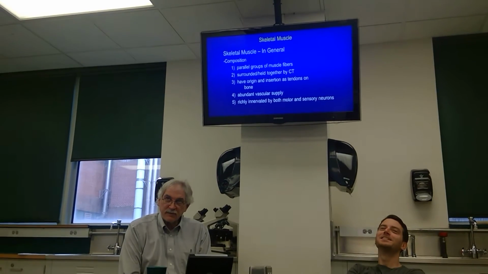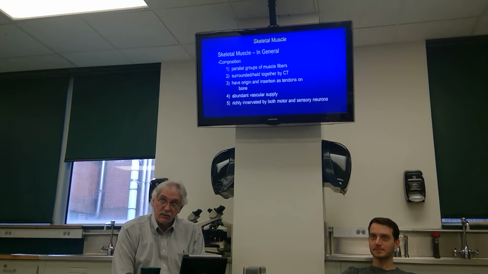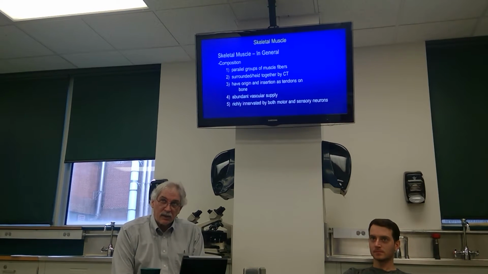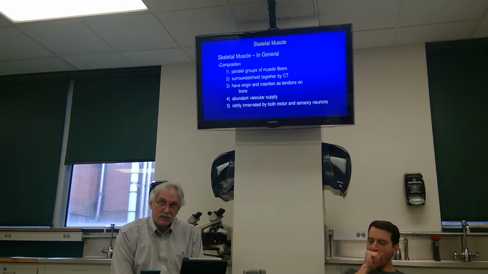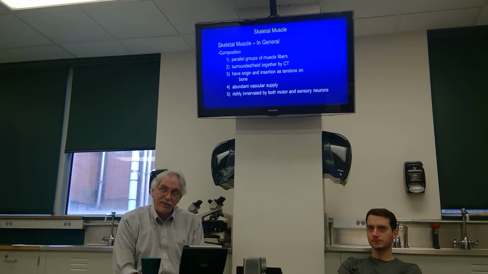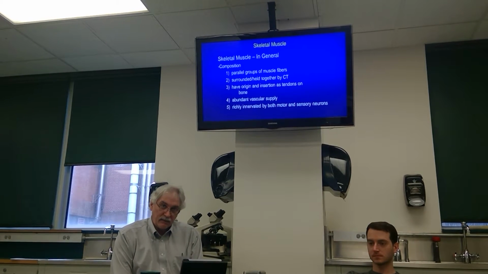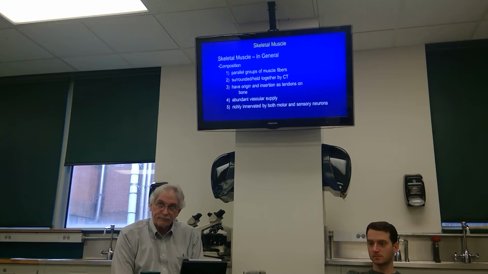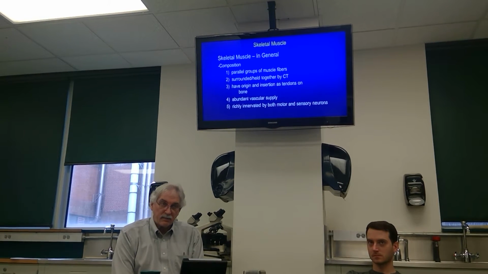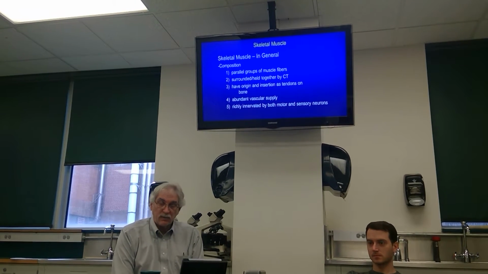Now, parallel groups of muscle fibers are surrounded and held together, or sometimes separated, by connective tissue. Almost all skeletal muscle has an origin and an insertion as a tendon. So most of these are muscles that come from or insert on bone. The place where they come from is called the origin. The place where they eventually insert or terminate is called the insertion. They need an abundant vascular supply because they're very metabolically active. And they have to be richly innervated by both motor and sensory neurons if they're going to do what they're supposed to do.